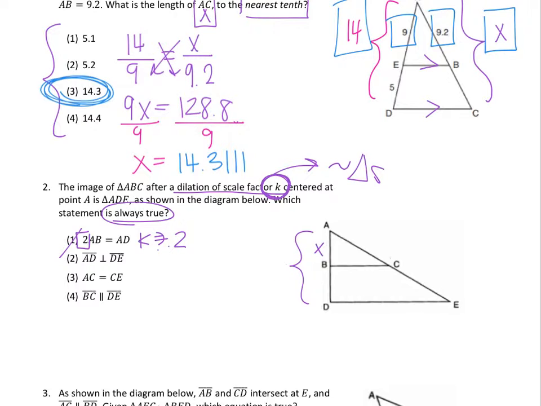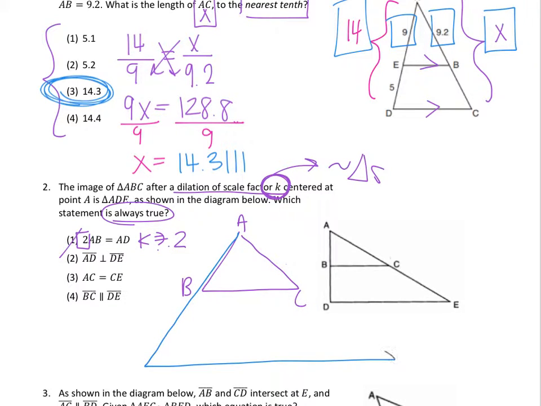The next choice is telling us that AD is perpendicular to DE. Now, sure, it looks like we could have a right angle there, but it doesn't always happen. I could take a triangle that looks like this, triangle ABC, dilate it by some scale factor, say K, and make DE with A still. Now, it's very clear here that AD is not perpendicular to DE, which means that choice 2 is not always true. Sometimes, possibly, but it depends on the original triangle that we are given.